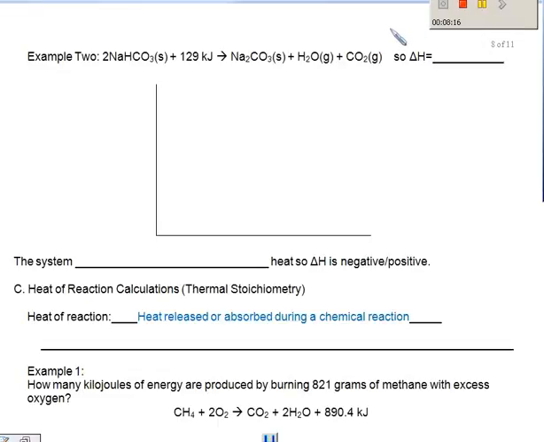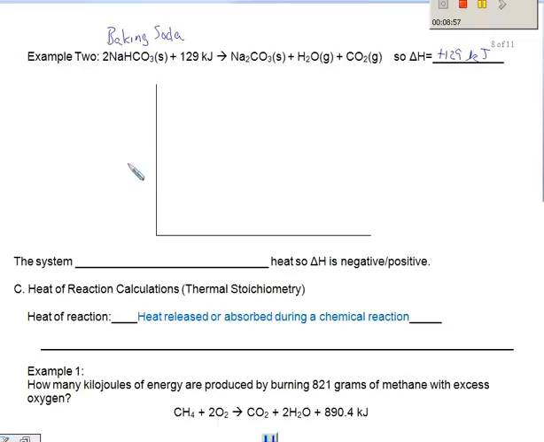Let's take a look at a second reaction. This time we're going to be looking at baking soda. That's what the sodium hydrogen carbonate is. So when we put that in cookies and we put it in the oven, so we're putting heat into the baking soda, we make sodium carbonate, H2O gas, and CO2 gas. It's these gases that make the cookies fluffy. Since we're putting heat in, this is an endothermic reaction. We're going to have a positive delta H, so it is positive 129 kilojoules.